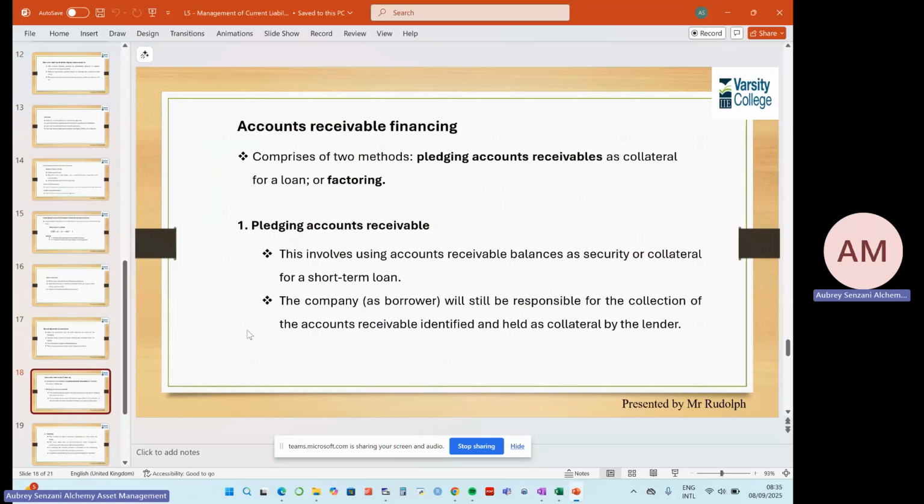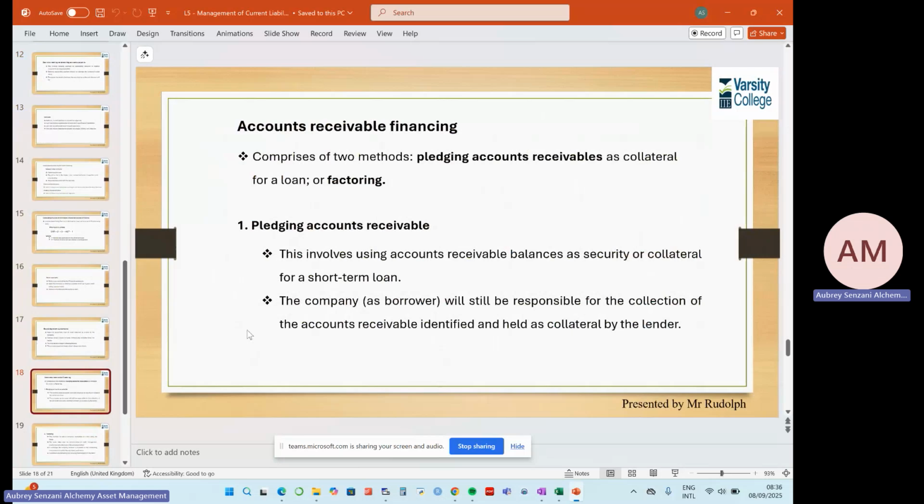Okay. Then accounts receivable financing. Here it comprises two methods. You've got your pledging accounts receivable as collateral for a loan, and then you've got the factoring. I totally forgot about this pledging of accounts receivable.